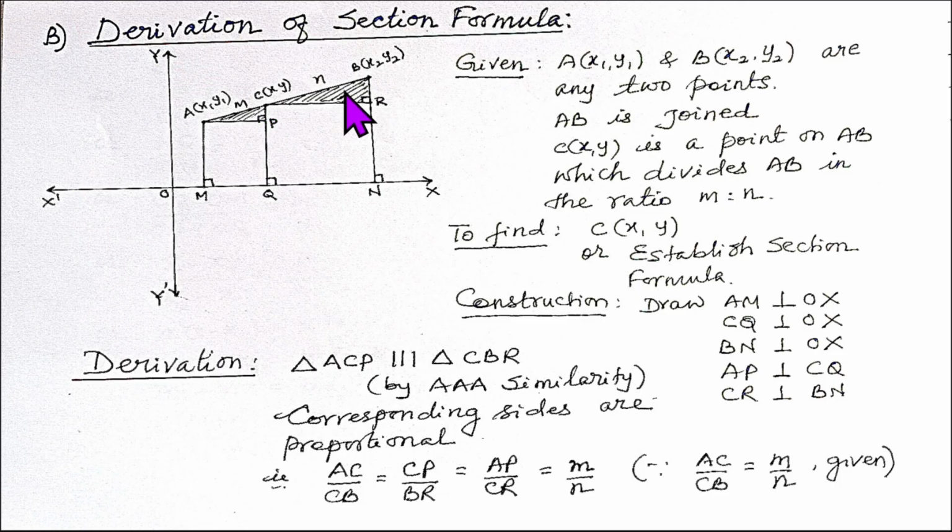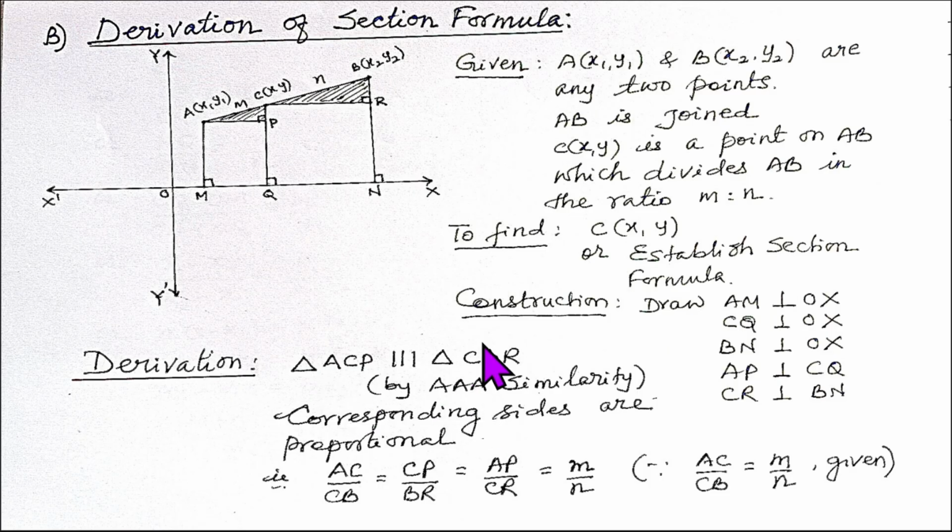Please understand these two triangles are formed here. Now what we have to prove is the section formula. So for that we'll consider these two triangles, ACP and CBR. If you look at ACP and CBR, their corresponding angles are equal because this is 90, this is 90. Angle A and angle C are corresponding angles. Angle C and angle B are also corresponding angles, and therefore the three angles of triangles ACP and CBR are correspondingly equal. Therefore triangle ACP and triangle CBR are similar by AAA similarity.